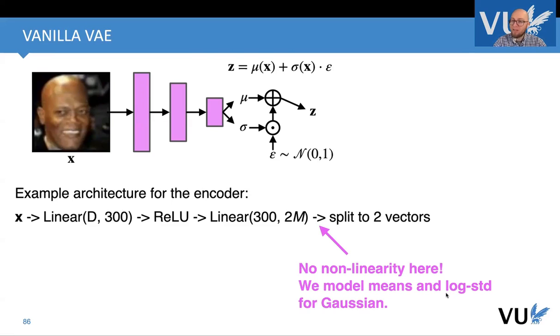Why do we take the log of standard deviations? Remember, standard deviation must be positive. By taking the logarithm of a positive number, you get a real value. This is a simple trick to make it easy in your code. Just use a linear layer to produce two real-valued vectors, and if you want to get the standard deviation back, you take the exp of the log standard deviation.